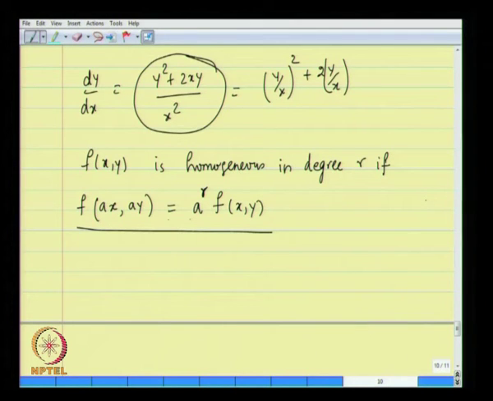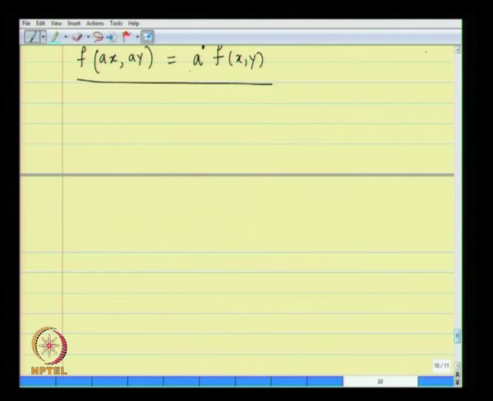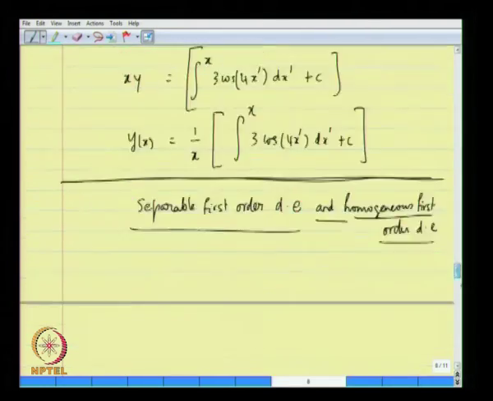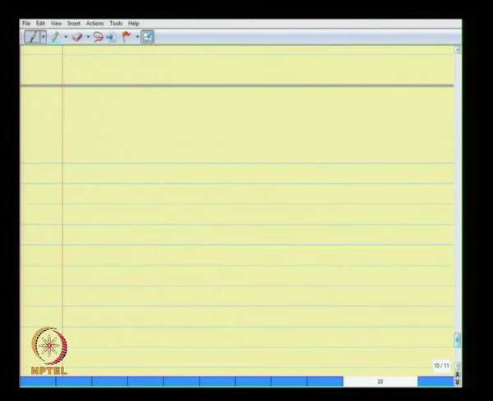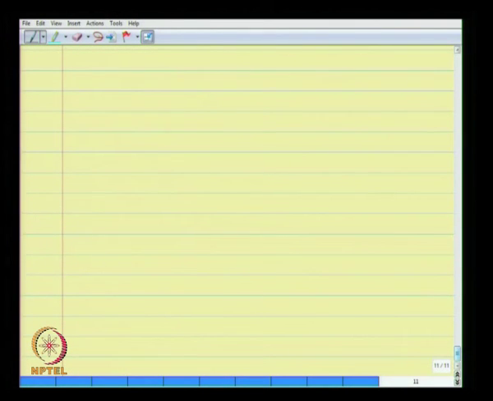If r is 1, it is simply that you have a x or a y, and if it is x by y, of course, a will cancel out, and you can see that it simplifies. Okay. So, this is the definition of a homogeneous function that we often use in situations in physical chemistry, and an example here is, for example, dy by dx is equal to x raised to n plus y raised to n by x raised to n minus y raised to n.